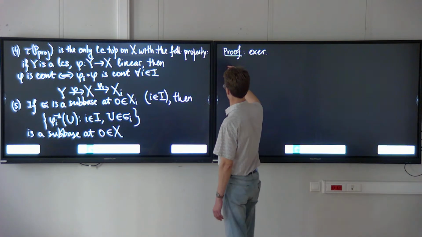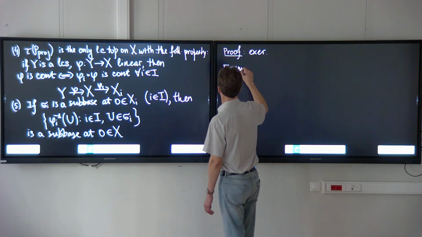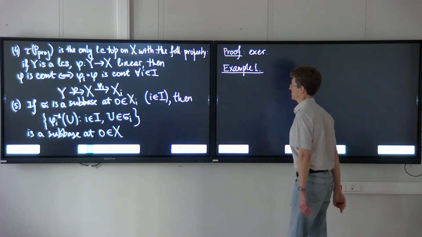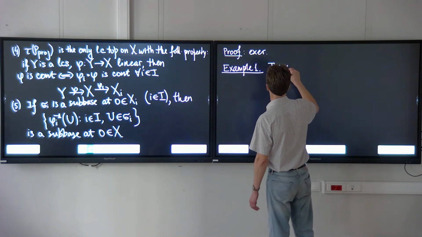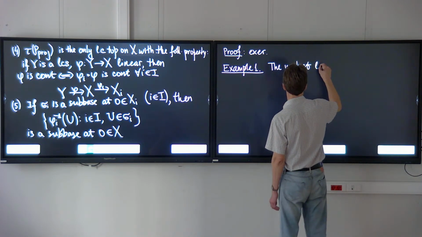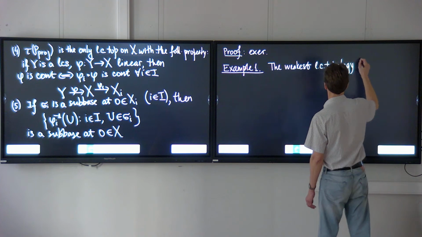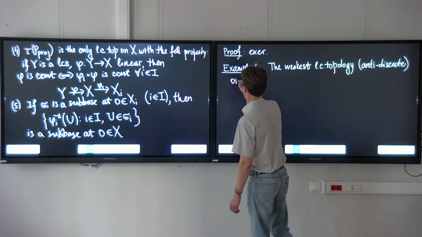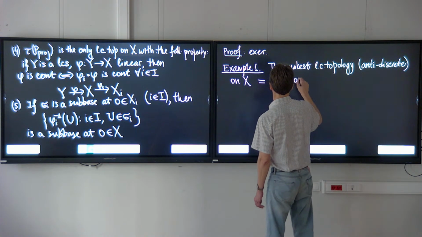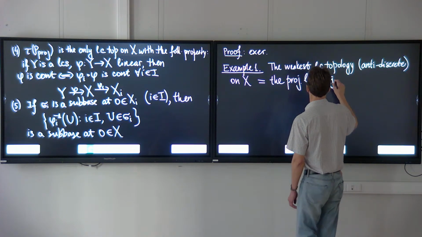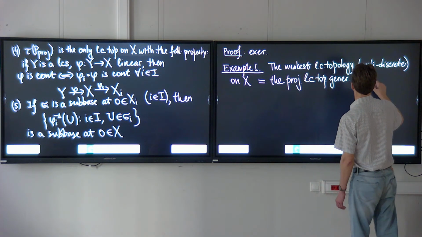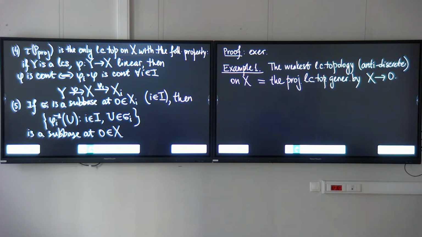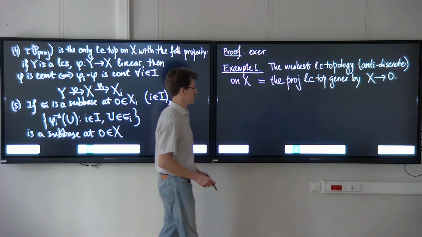Let's look at some examples of projective locally convex topologies. Example 1 is more or less degenerate, namely the weakest locally convex topology, which is the same as the anti-discrete topology. X is the same as the projective locally convex topology generated by the only map from X to 0. Well, this is more or less clear from the definition, because the defining family of seminorms in this case consists of the single seminorm which is identically 0. So it generates the weakest, that is anti-discrete, locally convex topology.